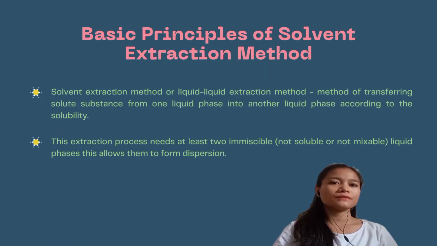Basic principles of the solvent extraction method. The solvent extraction method is the method of transferring a solute substance from one liquid phase into another liquid phase according to solubility. It signifies that we can use another liquid in order to extract or separate the solute being mixed in a liquid phase. But before we can do that, we need at least two immiscible liquids.